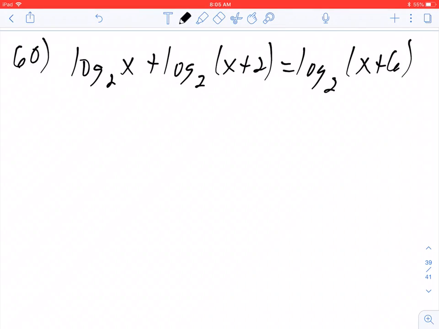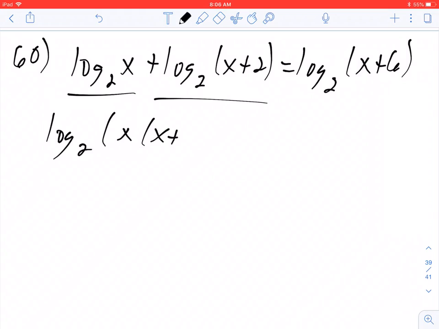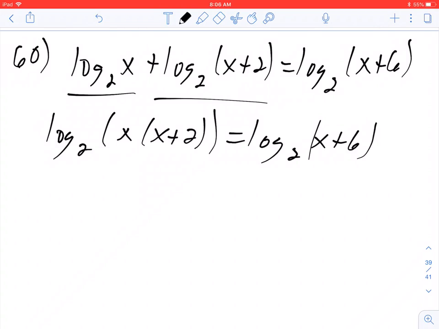So this one is also going to utilize one of the other properties. This one's going to utilize the product property, and because you have a log here and a log here, those can be combined. So you're going to have log base 2 of x times x plus 2 equals log base 2 of x plus 6. Since they're both log base 2's, we set this equal to this. So we have x times x plus 2 equal to x plus 6.